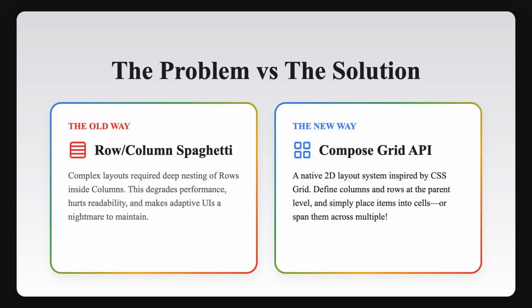Previously, creating complex 2D layouts required nesting multiple rows and columns. This could degrade performance, hurt readability, and make adaptive UI harder to maintain. The new Compose Grid API changes that. Inspired by CSS Grid, it allows you to define your columns and rows at the parent level, so you can simply place items directly into their respective cells.